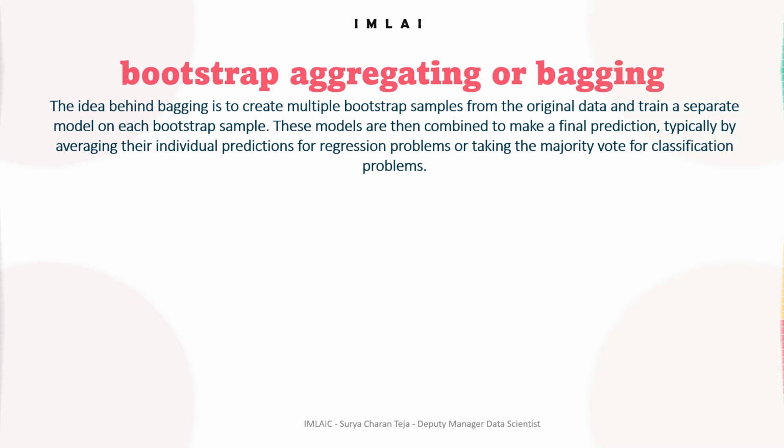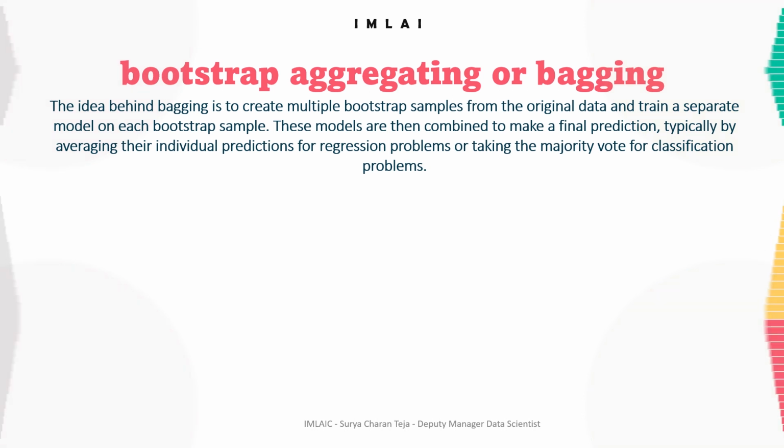So bootstrap aggregating, or bagging for short, is a machine learning technique that uses the bootstrap method to improve the accuracy and stability of statistical models, especially those that are prone to overfitting, such as decision trees and so on. In short, that's what bootstrap aggregating or bagging is.